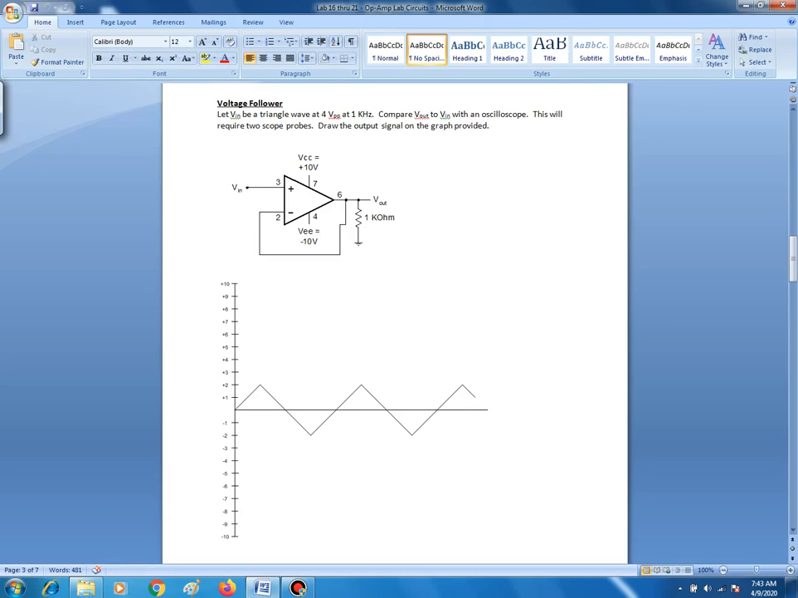Our next circuit is a voltage follower. And for this one, it's asking us to let Vn be a triangle wave that is 4 volts peak to peak at 1 kilohertz, and to compare Vout to Vn with an oscilloscope. This will require 2 scope probes, and draw the output signal on the graph provided.